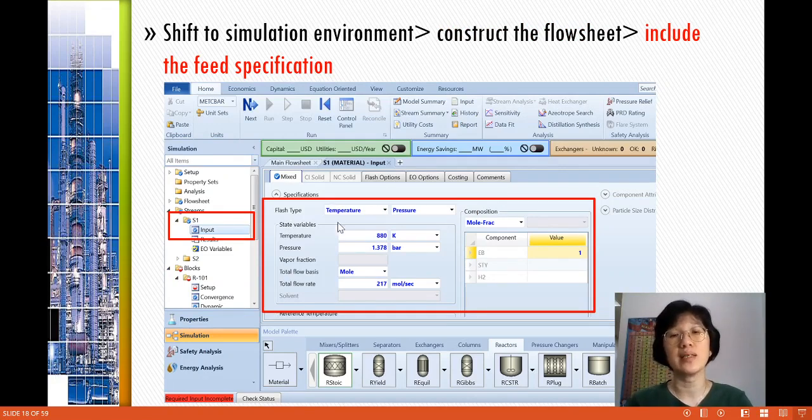What you need to do is, on the left column, you have the temperature, pressure, and then you put in the molar flow rate, 217 mole per second. And on the right, on your right, you have the composition. So you have to choose mole fraction, and put ethyl benzene as 1 because it is a pure ethyl benzene.